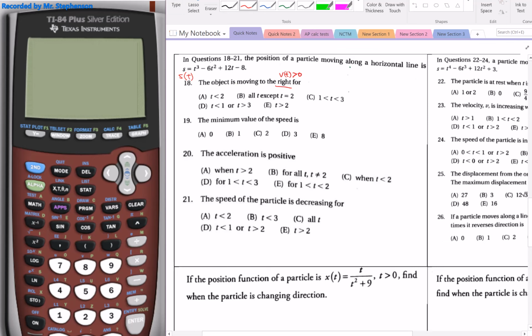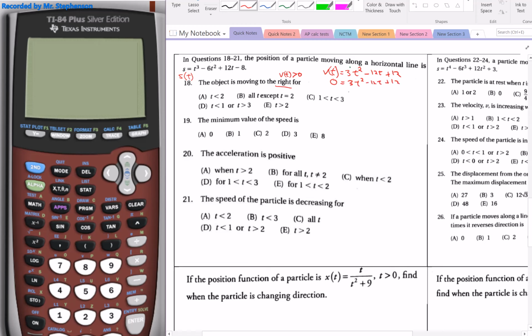If I want to know when it's greater than 0, I first need to find when the velocity is equal to 0. I'm given the position function. To get the velocity function, I need to take the derivative of the position function. So the velocity function is 3t squared minus 12t plus 12. Then we ask, when is the velocity 0? If I want to know when it's positive, first I need to know when it is 0. So we're going to set that equal to 0.